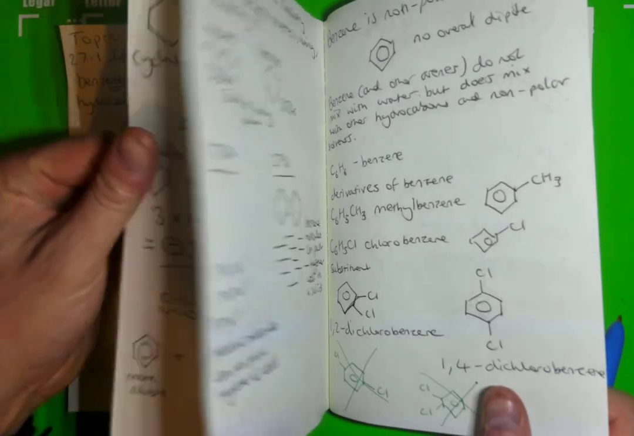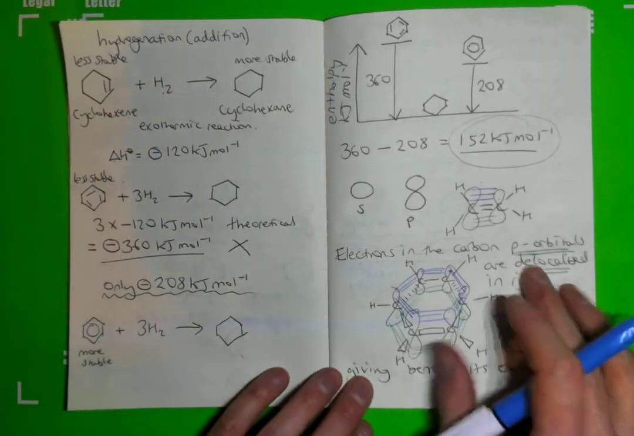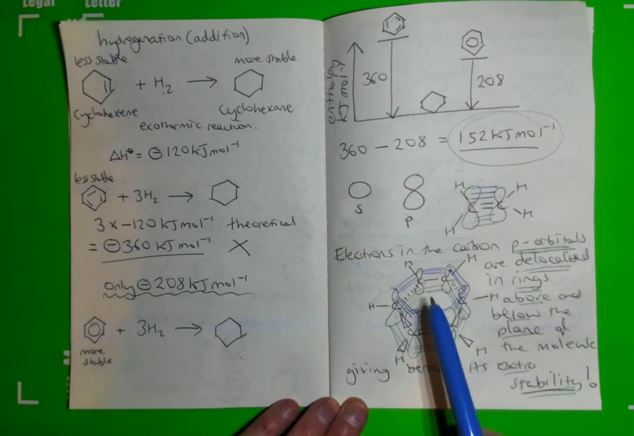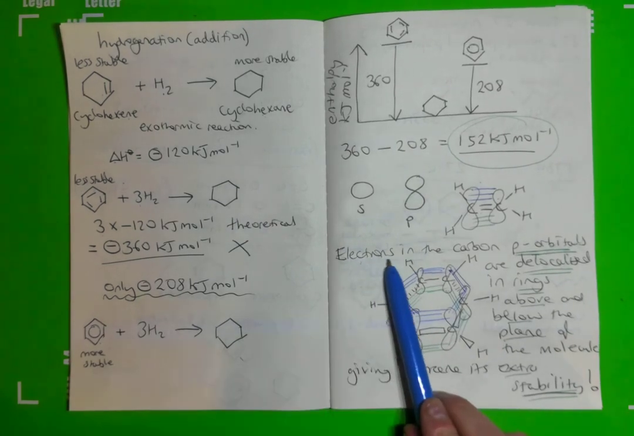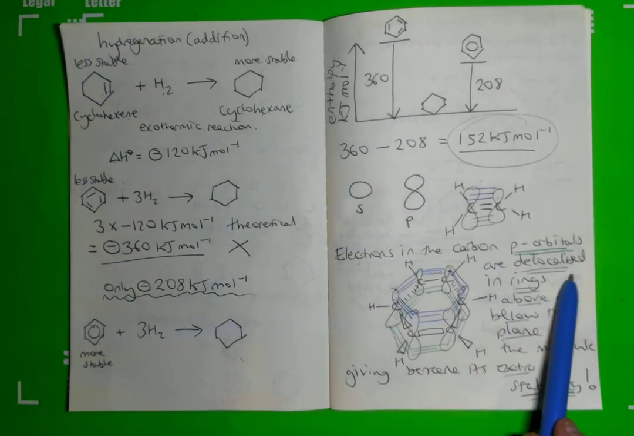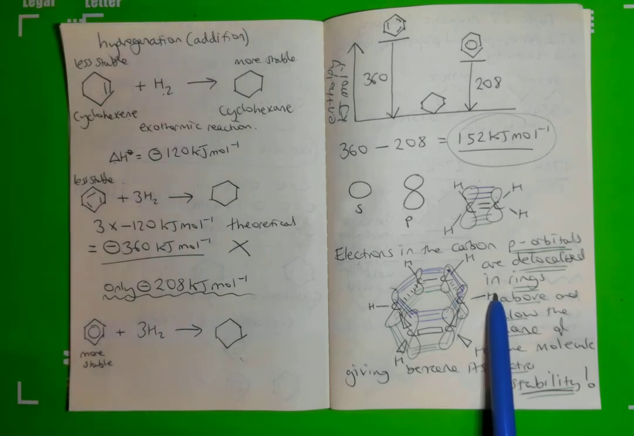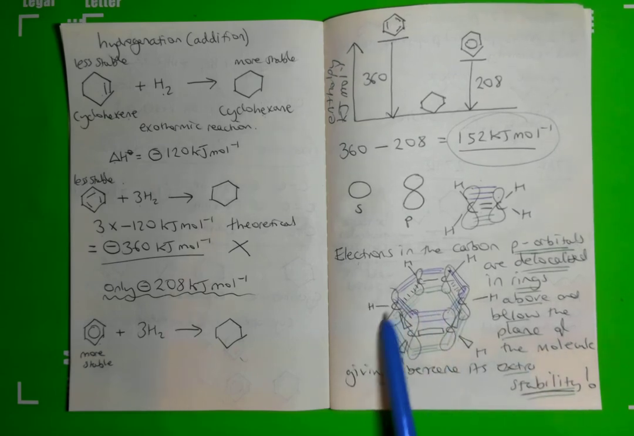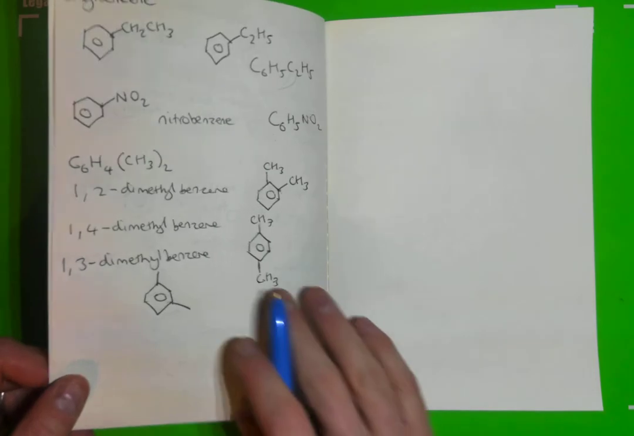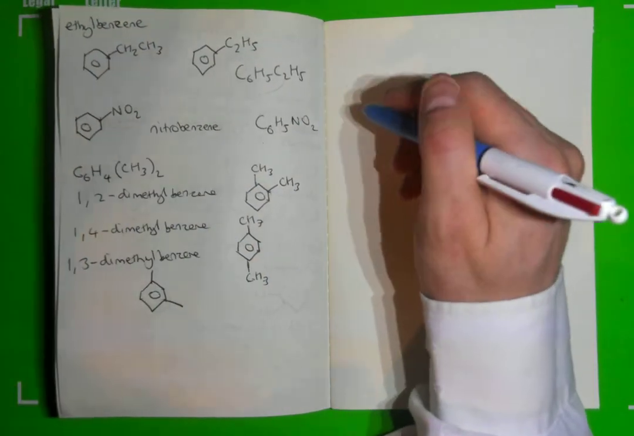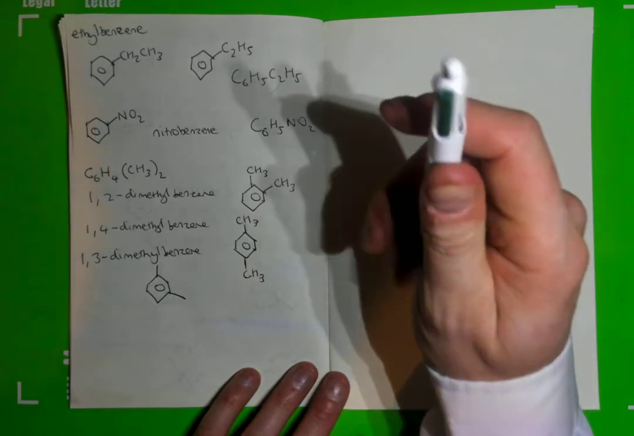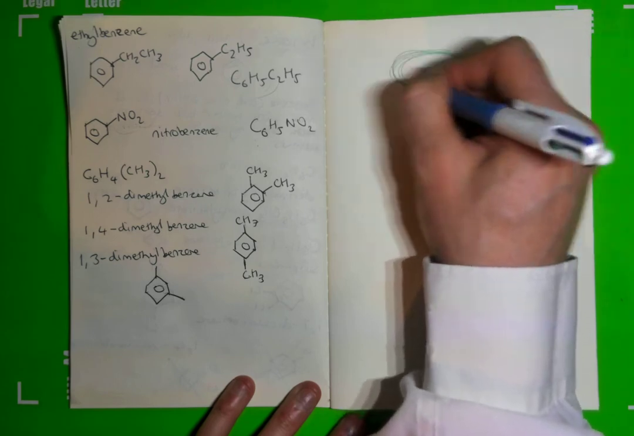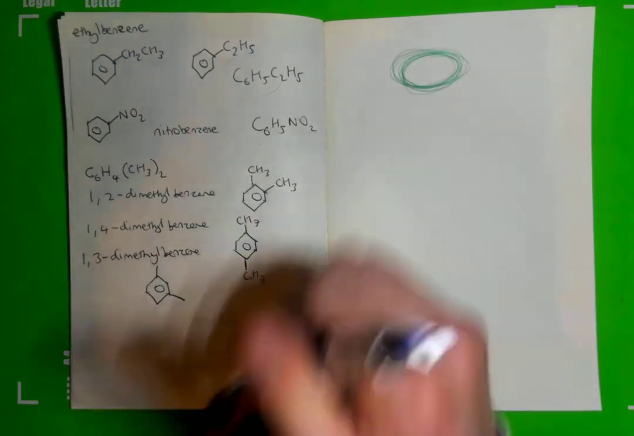So if we look at that structure here, we've got a ring of electron density above and below the plane of the molecule. Remember, they are formed from the electrons in the carbon p orbitals, which are delocalized. Now, we have a ring above and below the plane of the molecule, and that's of high electron density. Let's just sketch that out again. I'm just going to focus on the ring this time, rather than the actual structure of benzene itself. So we have a ring of electron density above the plane of the molecule.